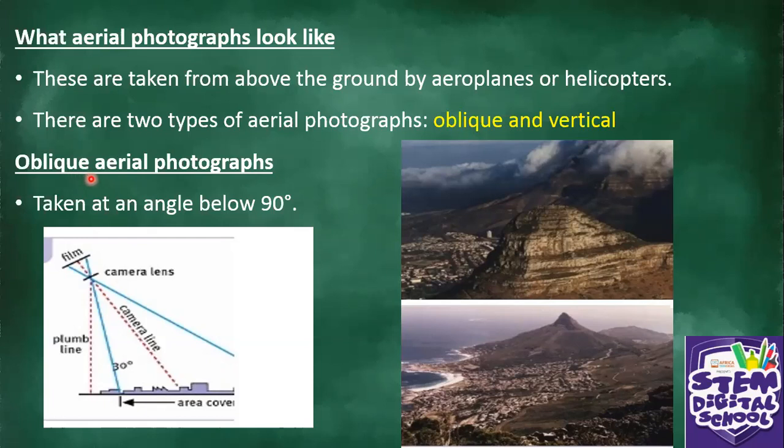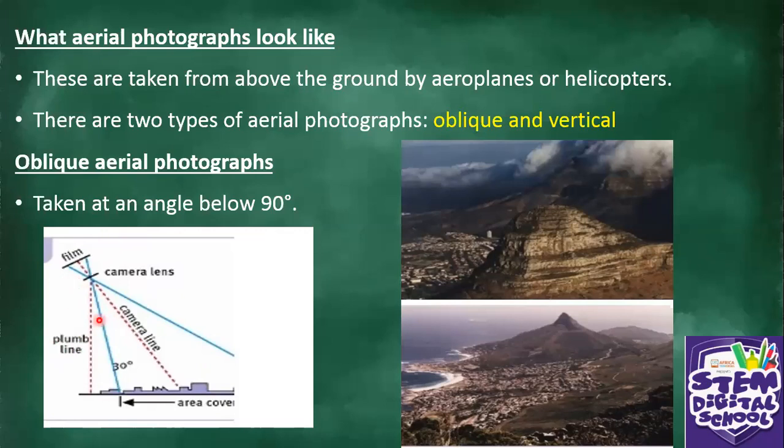So when these photographs are taken from above, the camera will be on the floor of the aeroplane. So these aeroplanes or helicopters will fly above the area that they want to take a photo of. When it comes to oblique aerial photographs, these are taken at an angle below 90 degrees. They are not straight, as you can see in this diagram. So the camera lens will be slightly slanted like this.